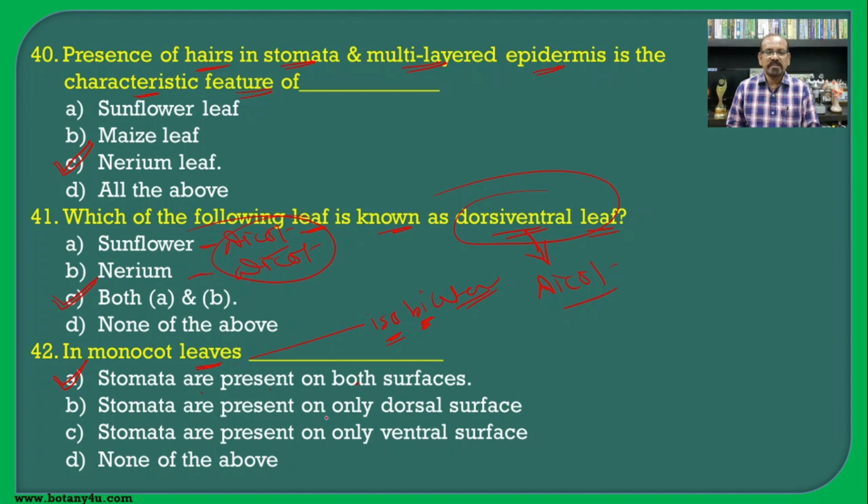Stomata are present only on the dorsal side, which is usually found in aquatic plants like the lotus, and stomata are present only on the ventral side, which is not the characteristic feature of the dicotyledons, and hence A is the correct answer for this question.